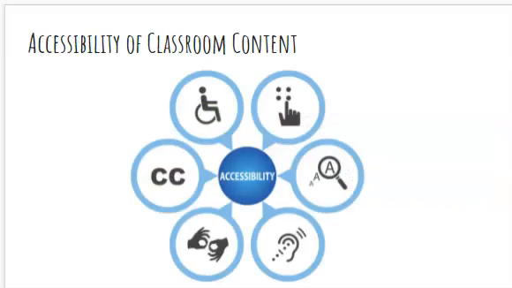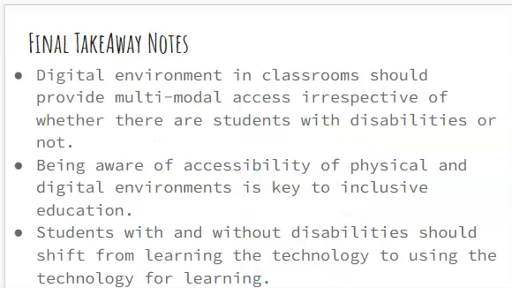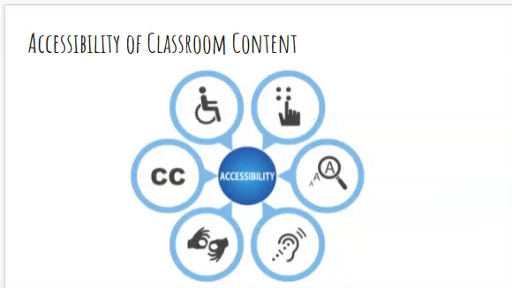And the final challenge category is the accessibility of classroom content. Amongst all the accessibility challenges faced by Annie, this is by far the biggest that she will continue facing in her secondary schools. There is an image on the screen. There are 5 circles around a central circle with the text accessibility. The 5 circles represent a particular modality in which content should be made accessible: wheelchair access, braille access, magnification of print access, hearing access, sign language access, and closed captioning.